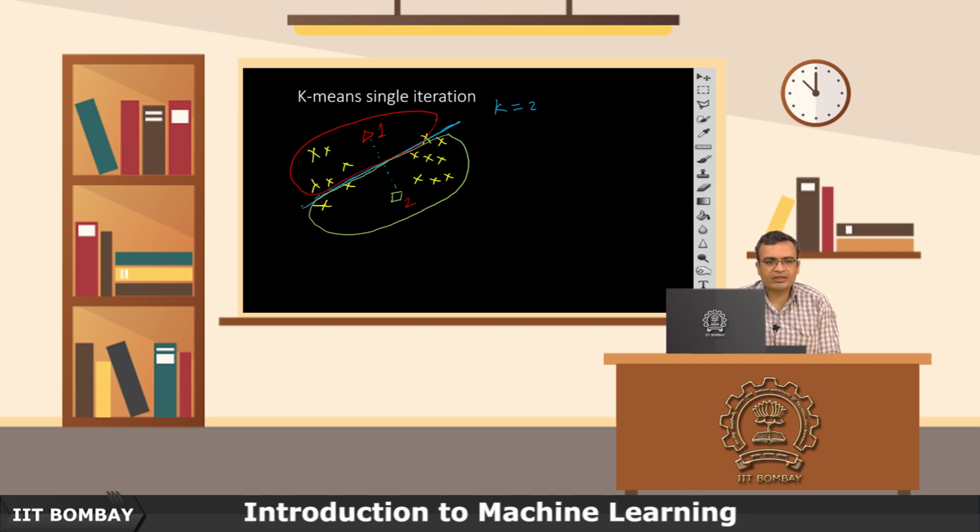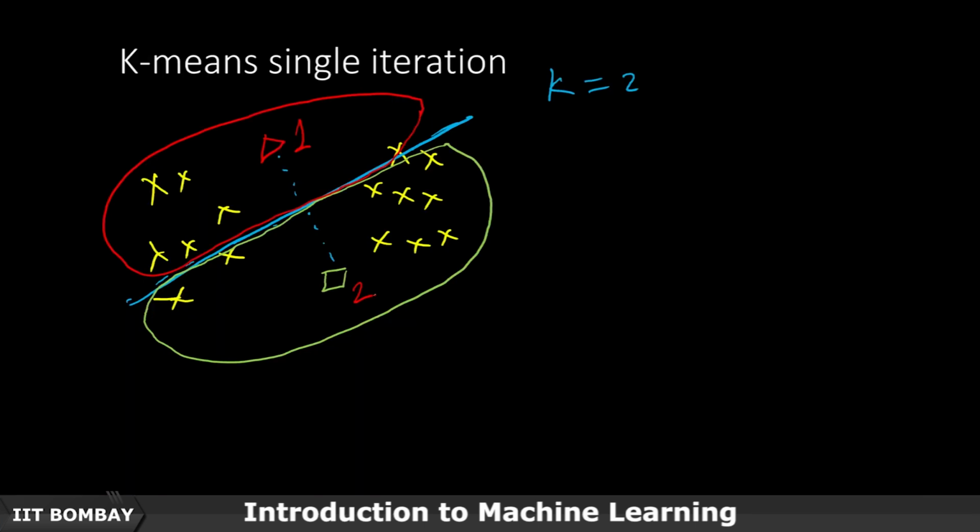Because it has one of those two memberships, now I can recompute the centroid for cluster 1 and the centroid for cluster 2. When I recompute, this centroid will shift towards the center of where the majority of the points are, and it will not be exactly there because of this outlier. The square centroid will shift closer to these other points, but it will have these two outliers that prevent it from being exactly at that center.